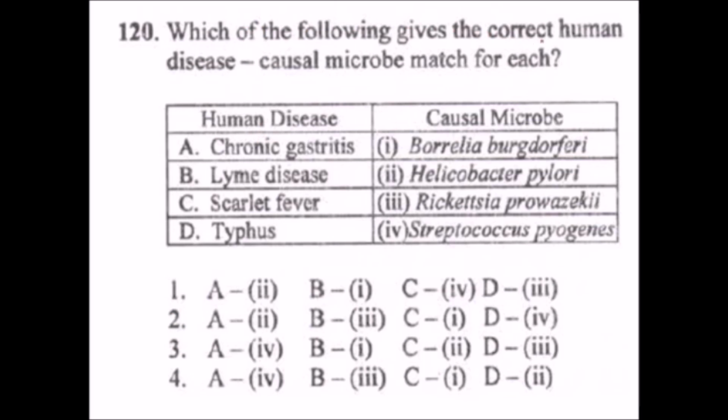Next question is, which of the following gives the correct match of human diseases with their causing microbes? So these are quite simple questions. Even if you know only 1 or 2 of the options, like chronic gastroenteritis, then we know that the causative agent is Helicobacter pylori. Lyme disease is caused by Borrelia burgdorferi, scarlet fever is because of Streptococcus pyogenes, and typhus is due to Rickettsia. So the answer will be number 1.